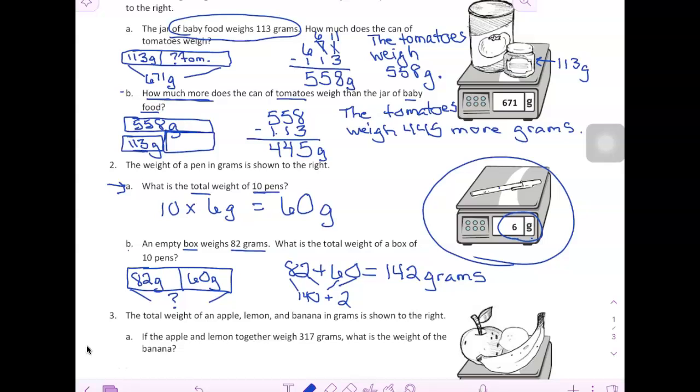If you would like to try numbers 3 and 6 on your own, you may. Otherwise, you're submitting this to me so that I can check your work. Great job, everybody.